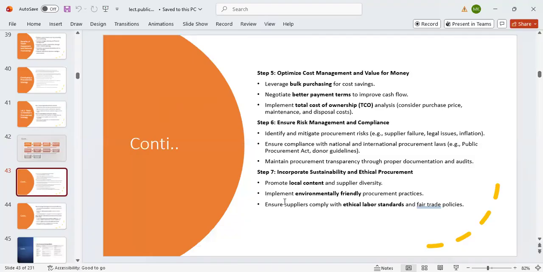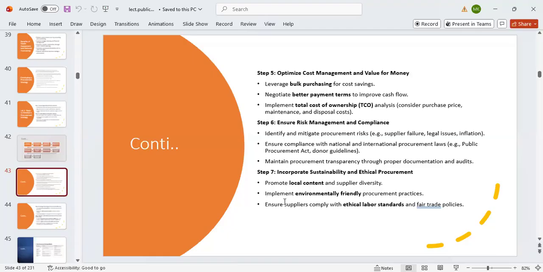Then the fifth one, I said, is optimal cost management and value for money. How do you do it? That's why I said that you must leverage bulk purchase, and I mentioned marginal utility returns, if you follow that principle in economics. And then you must negotiate better payment terms to improve cash flow, especially on the contractor side. Contractors want a situation whereby their money is paid early.